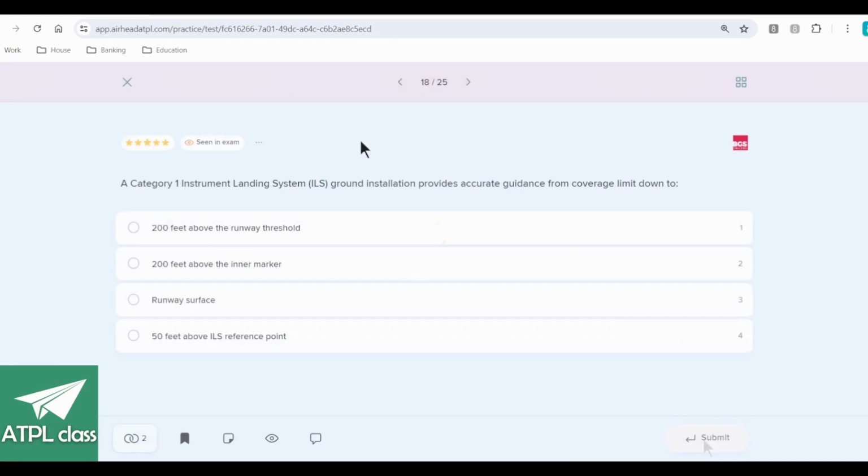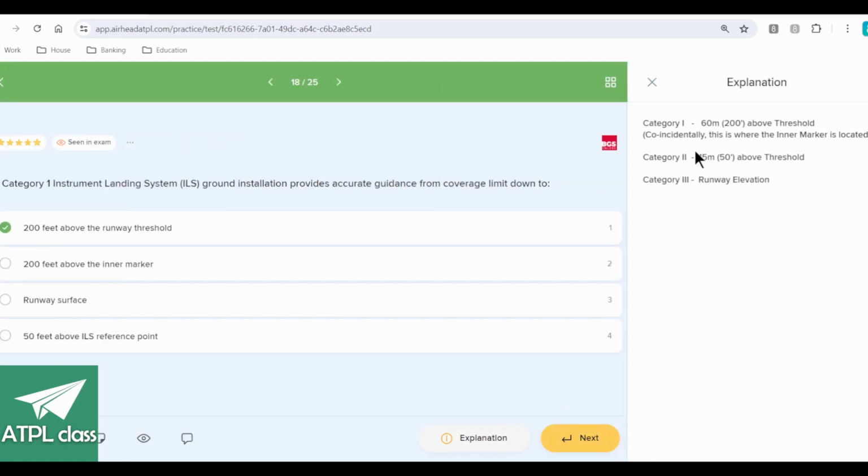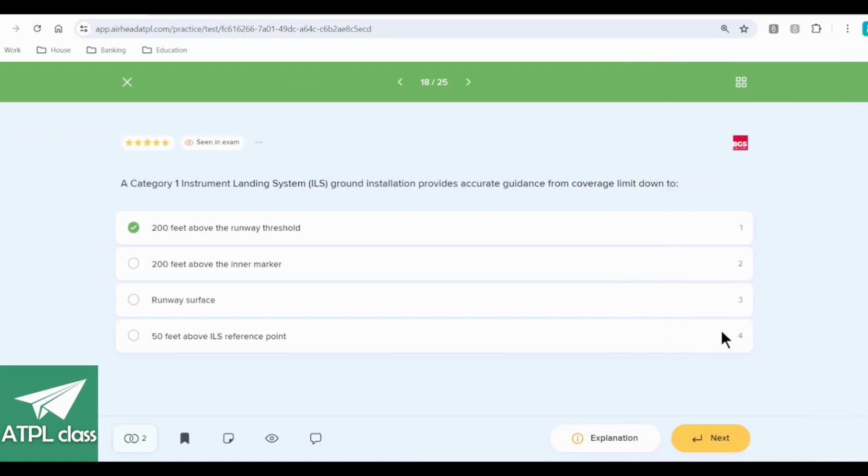That's a bit of a subjective one. A Category 1 instrument landing system ground installation provides accurate guidance from coverage limit down to... So this is the categories, you've got Cat 1, Cat 2, 3A, B and C. Cat 1 is 550 meters and 200 feet above the runway. Boom. Next one down, Category 2, 50 feet above, and 3 can give you all the way to runway elevation.